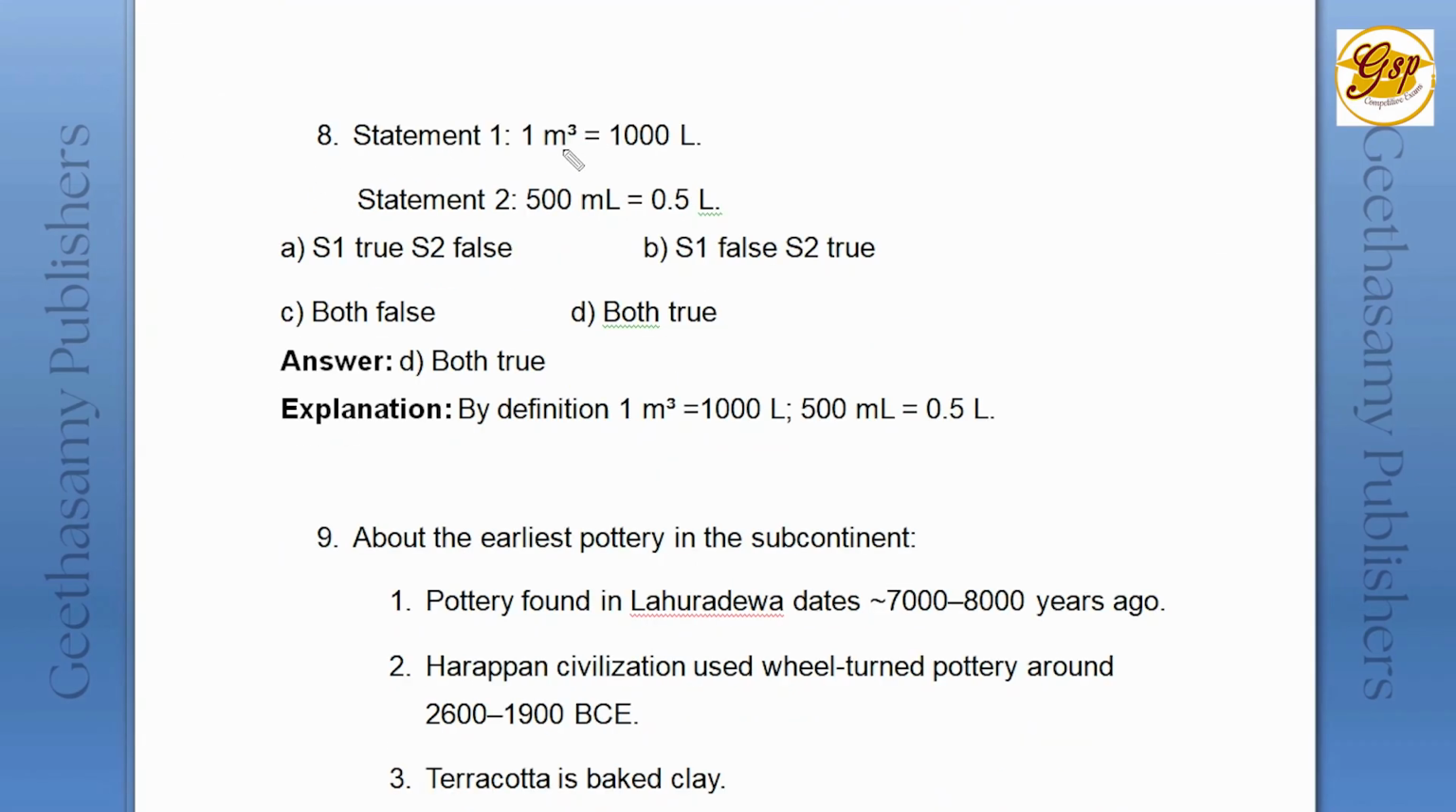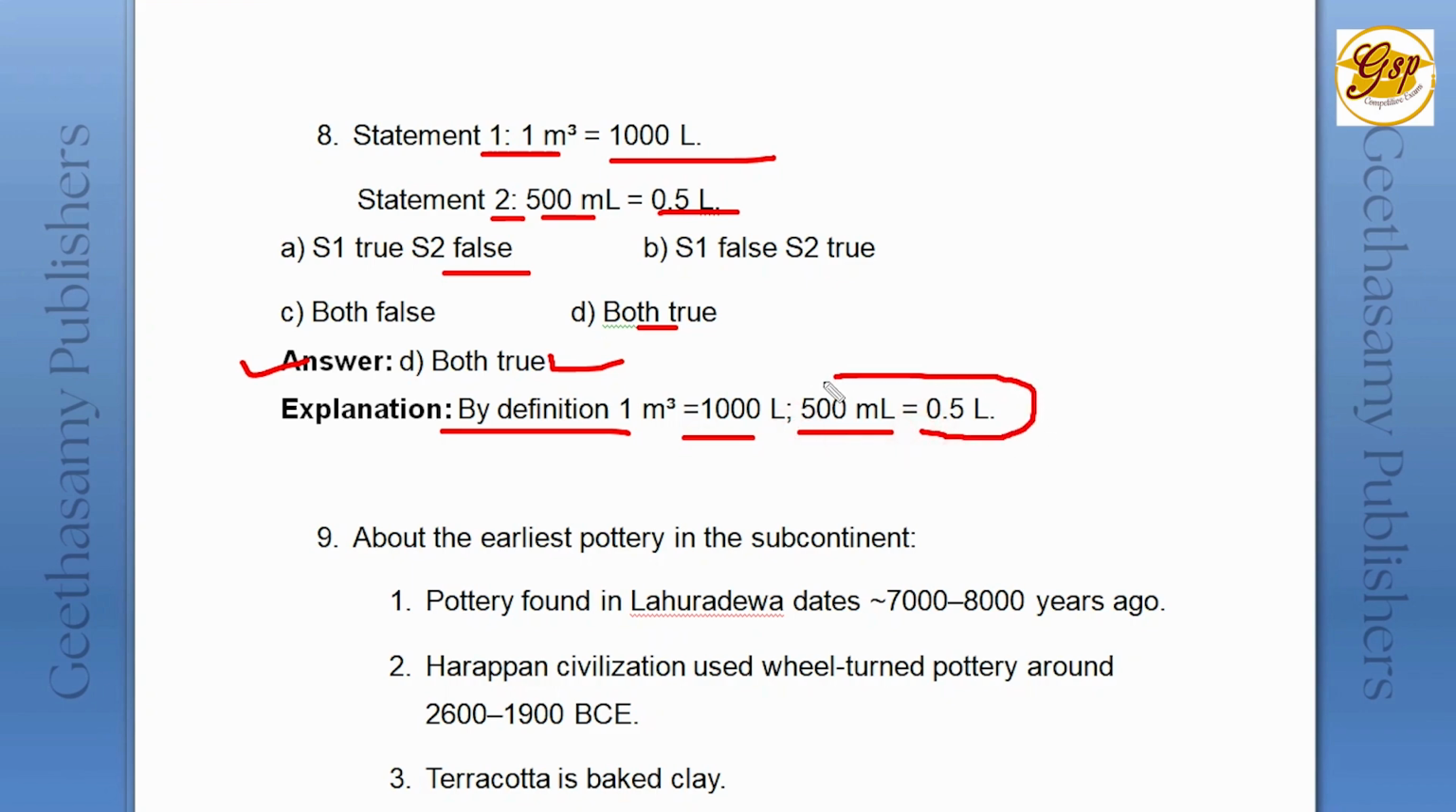Statement 1: 1 meter cube is 1000 liter. Statement 2: 500 milliliter is 0.5 liter. Statement 1 is true, statement 2 is false. S1 false, S2 true. Both are false, both are true. The correct statement is both are true. By definition, 1 meter cube is 1000 liter, and 500 milliliter is 0.5 liter only.